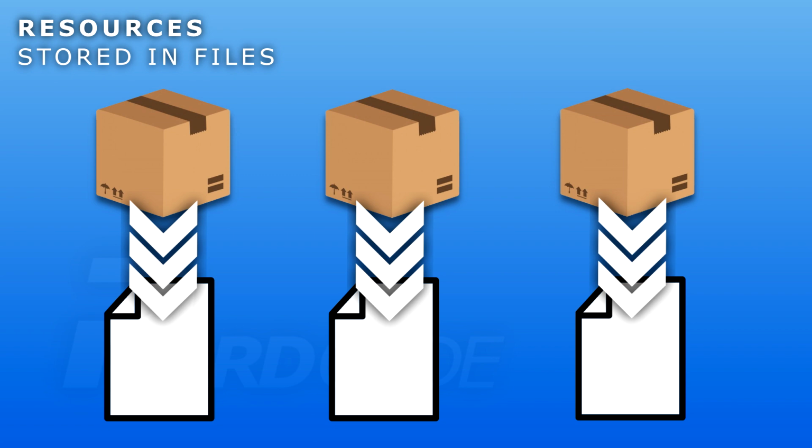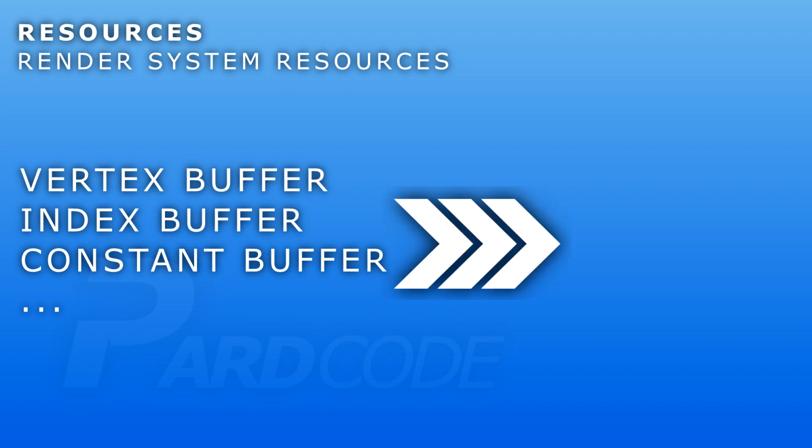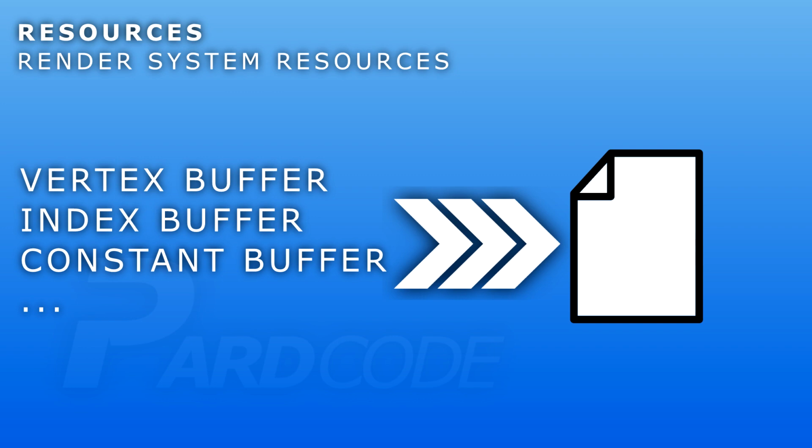These particular resources have something in common. They are all in some way stored in suitable files. So far, we have had to deal with resources like vertex buffer, index buffer, and in general, all the resources created by the render system. These kinds of resources, unlike the previous ones, do not have a file counterpart. For this reason, it wasn't necessary to handle them in a more complex way than the deallocation.